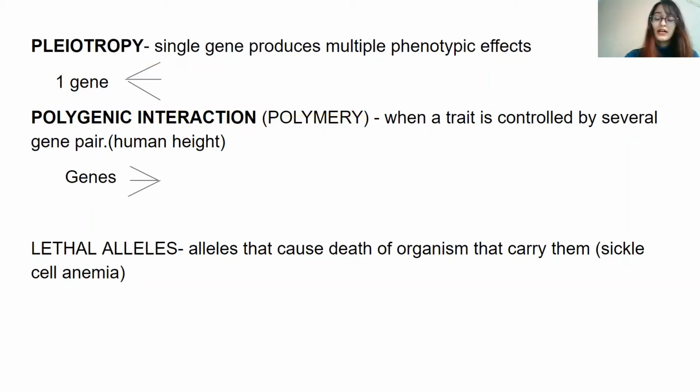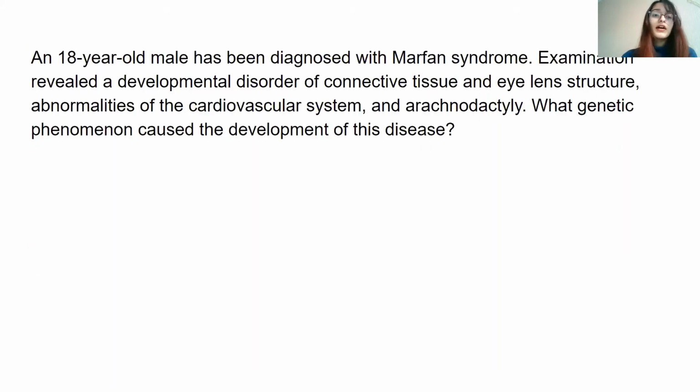So next, let's also see a question. An 18-year-old male has been diagnosed with Marfan syndrome, and they have written all the various manifestations that are seen with this syndrome. You know that Marfan syndrome is caused by a mutation in the fibrillin gene. So a mutation in one gene, and so many symptoms are produced. So obviously this is pleiotropy. And polygenic inheritance we'll see in the later part of this video.